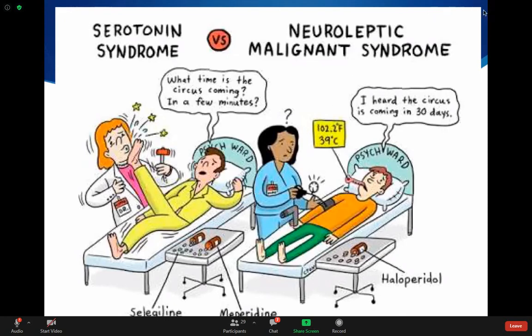Okay. And you look here, what time is the circus coming? Here it says in a few minutes. That means it starts rapidly after starting the medication, the serotonergic agent. Here they say it's coming in 30 days because it's a slow start. Okay, I hope this picture helps you differentiate the two. When you go to see them clinically, it's actually very nice to visualize this.